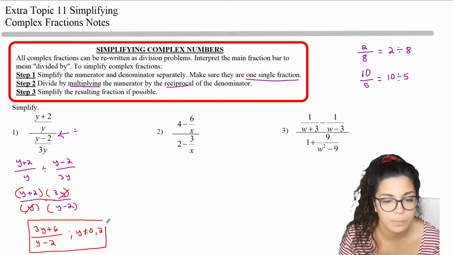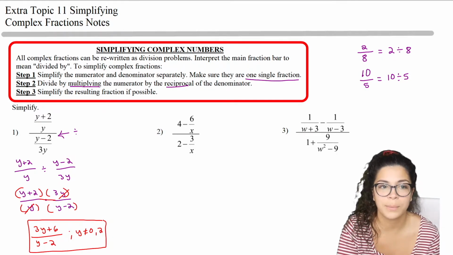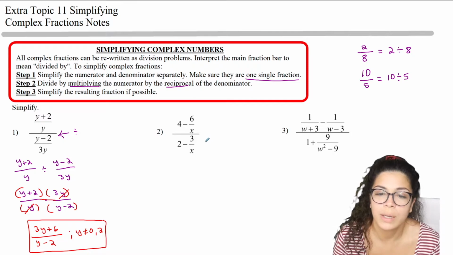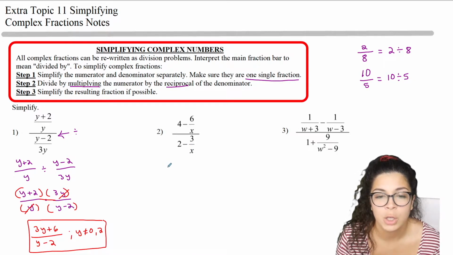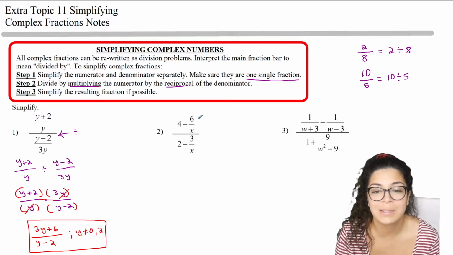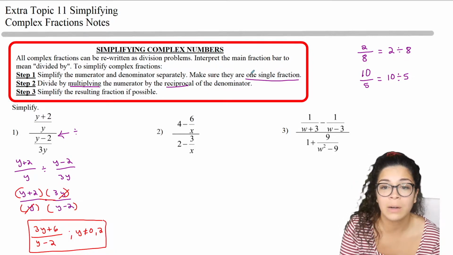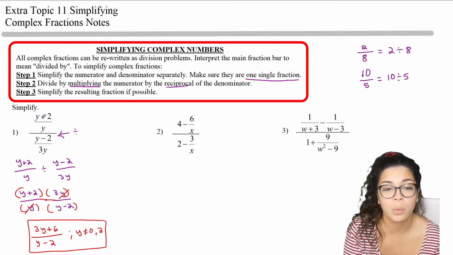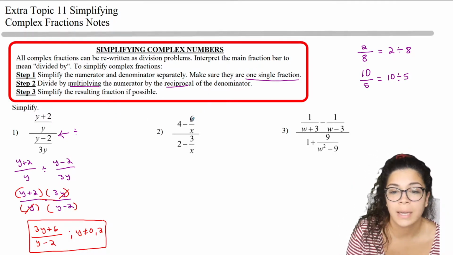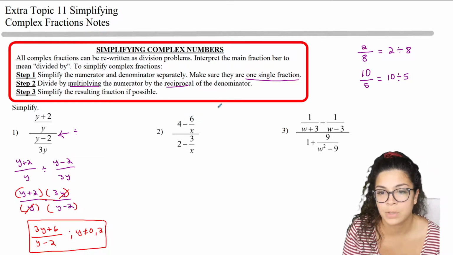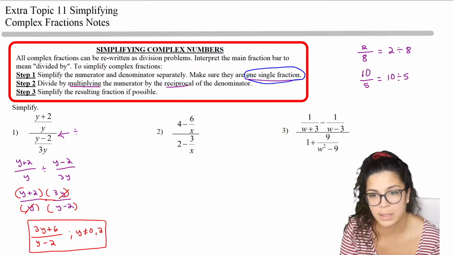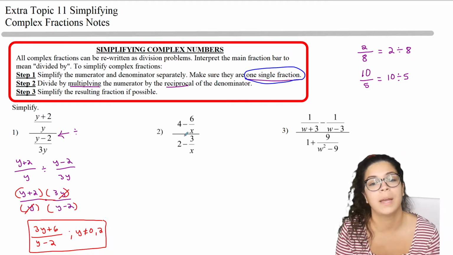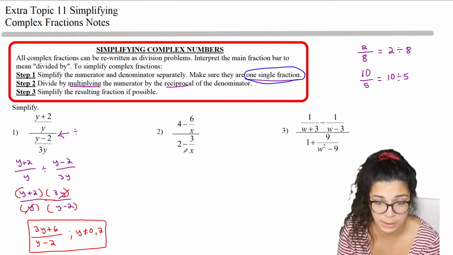All right, let's try another one. Here we have the same situation. We have numerator divided by denominator. So I'm going to simplify the numerator, because right now, not like over here, where this was one whole fraction already together, this is two separate terms. So I need to combine those two so that I can get one single fraction in the numerator, and do the same thing, one single fraction in the denominator.